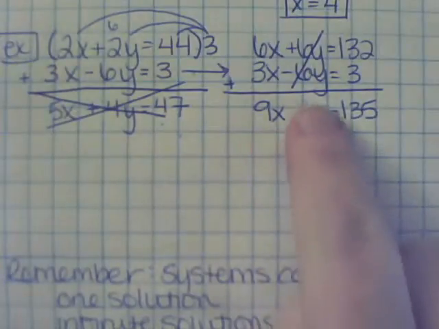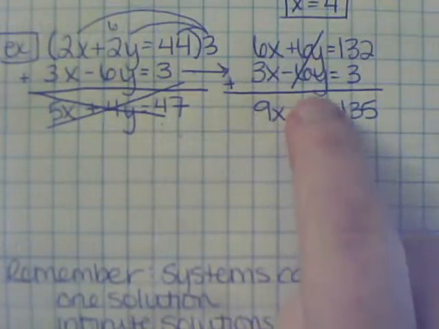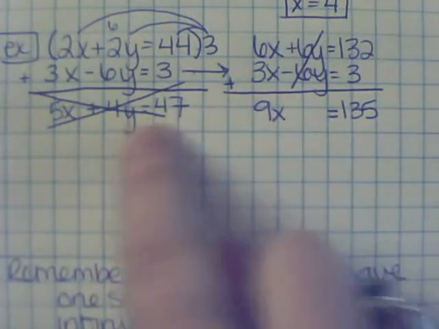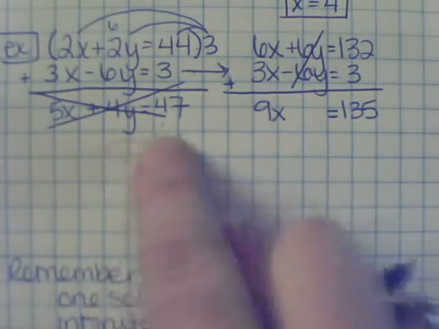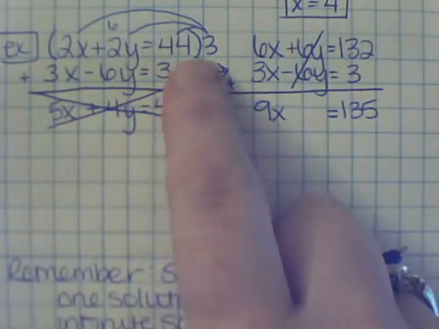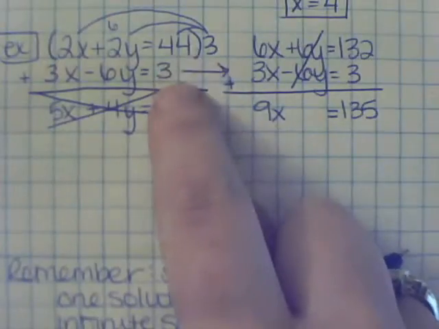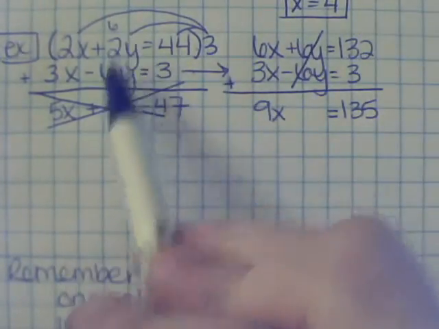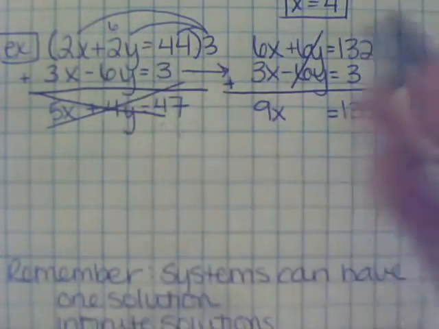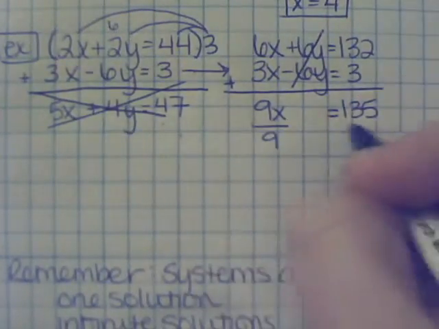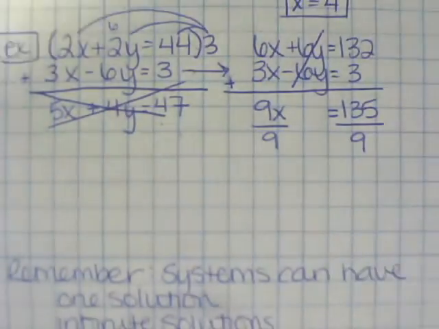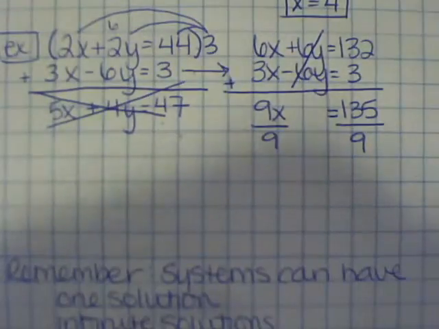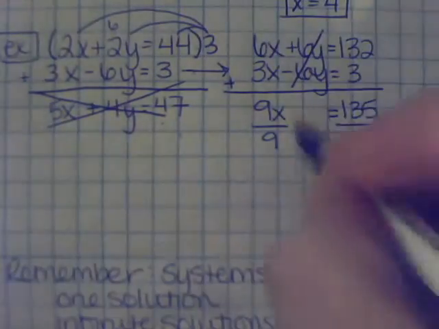So notice how a variable cancels out. That's what I want. That's my goal. If nothing cancels when you combine the equations together, multiply one of the equations by a number in order to get them to cancel. Like here I had 6 and negative 6, so they canceled. Over here I'm going to divide by 9. 135 divided by 9 equals 15.